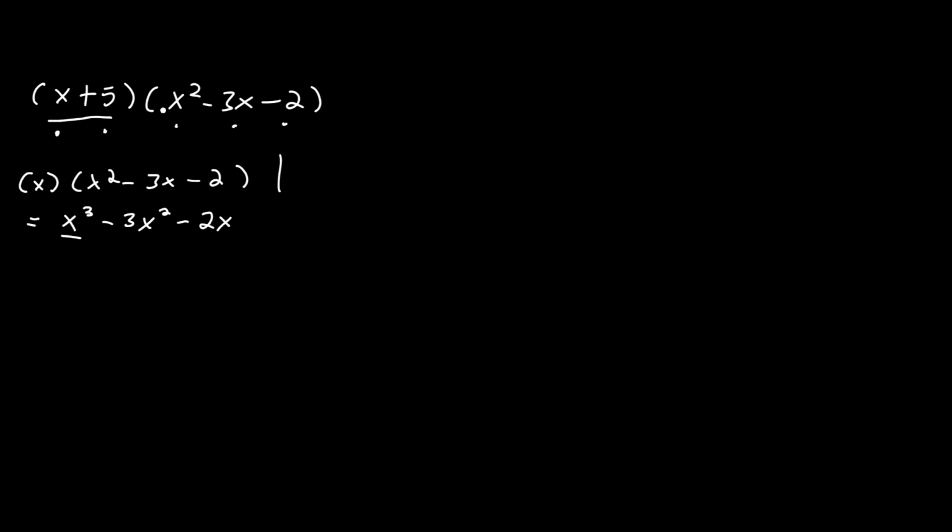All right, now let's write 5 over here and let's multiply 5 to this trinomial. 5 times x squared will be positive 5x squared. 5 times negative 3x is negative 15x, and 5 times negative 2 is negative 10.